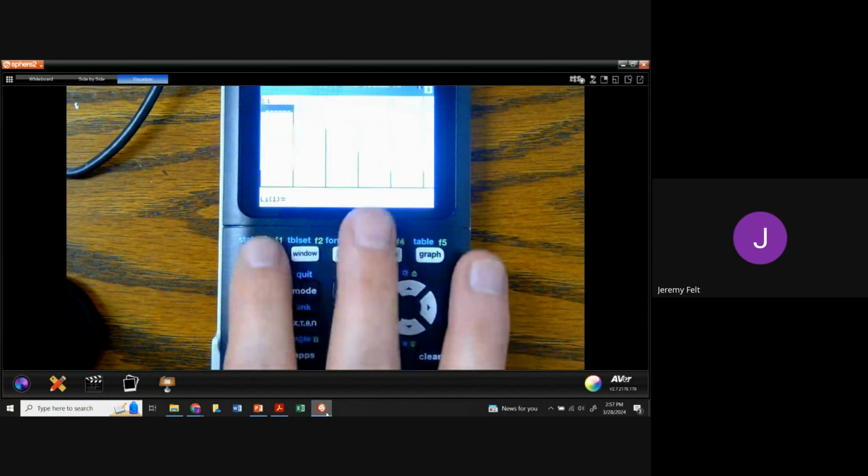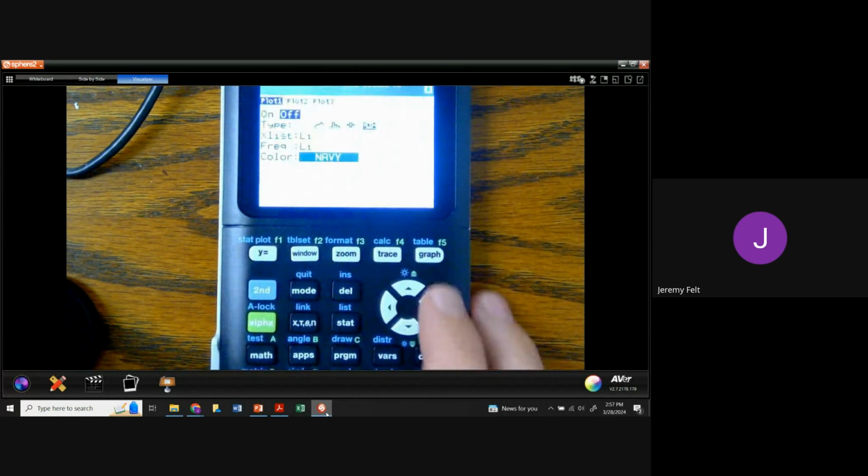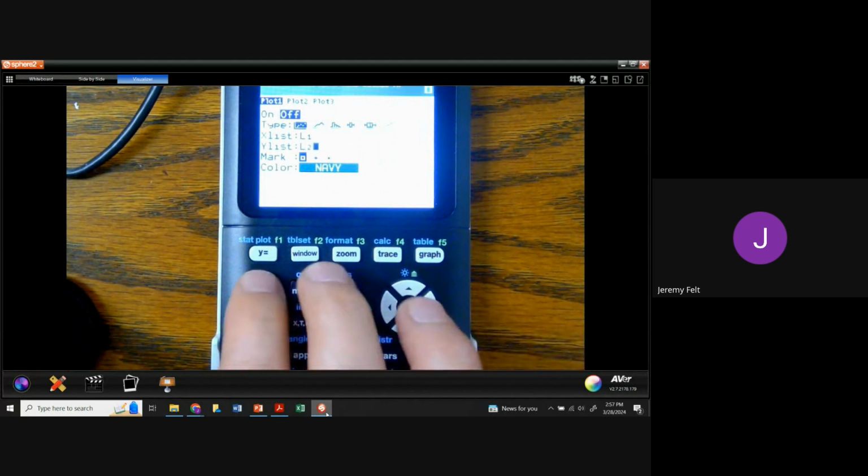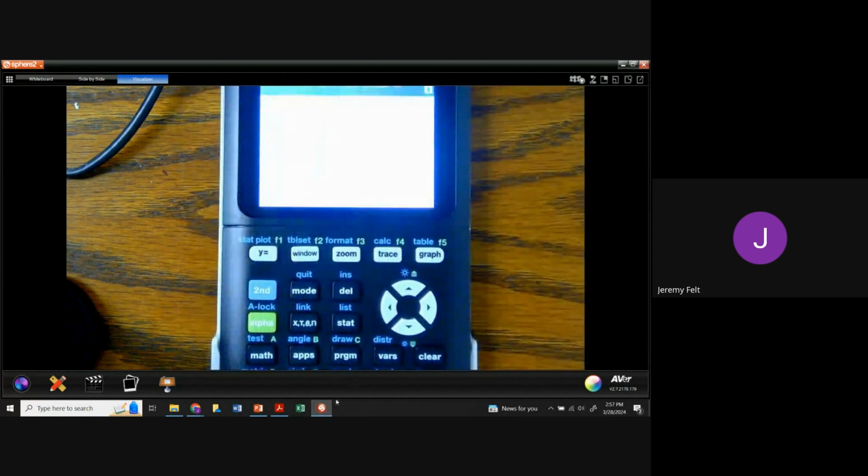And then we can use the stat plot if we're looking at linear regression, then we would use list 1 and list 2, and then we could graph and it would have all of those points, and then there's a way that we can apply a line of best fit to that. So we'll look a little bit more at that when we get to class.